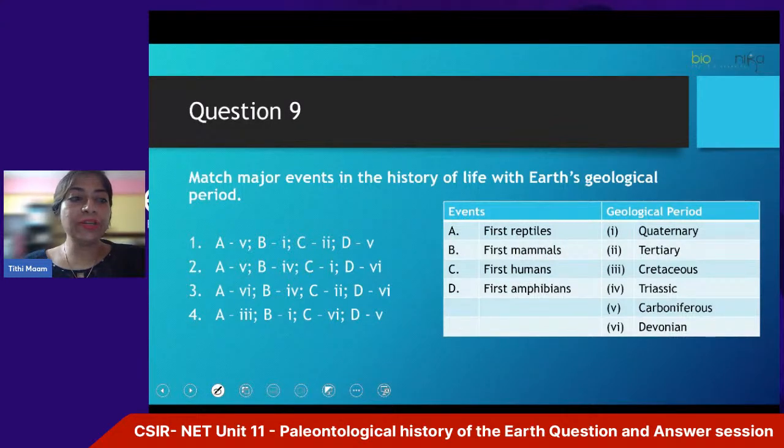All right, next question. Match the major events in the history of life with Earth's geological period. Now, this is the kind of question that I was telling you I ask a lot nowadays, where you have to match. So, major event with a period: first reptile, first mammal, first human, first amphibian.